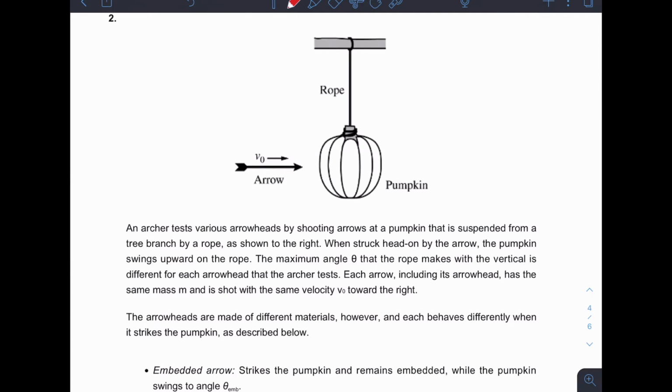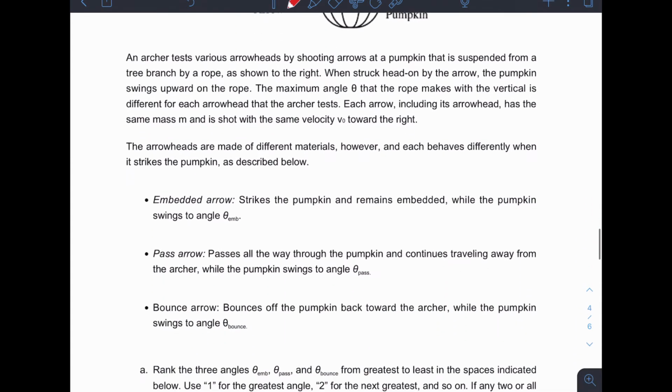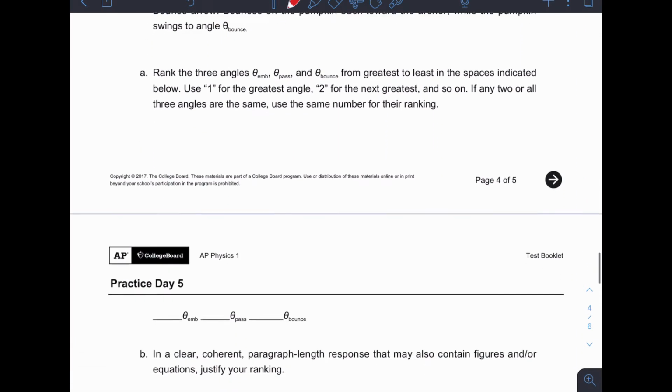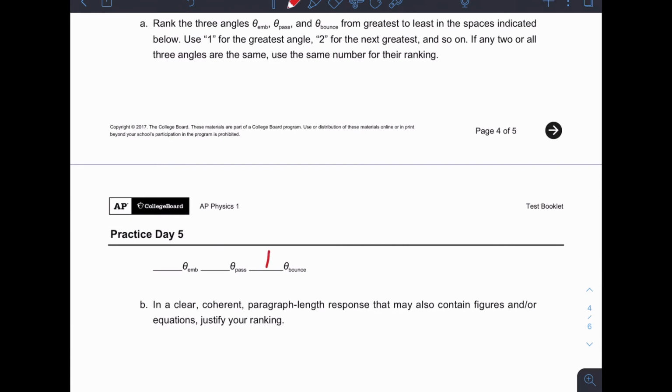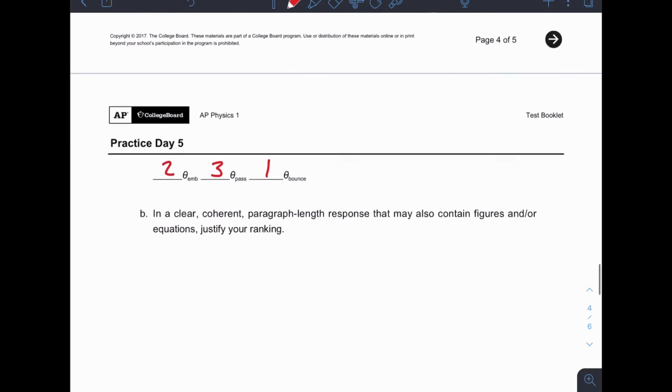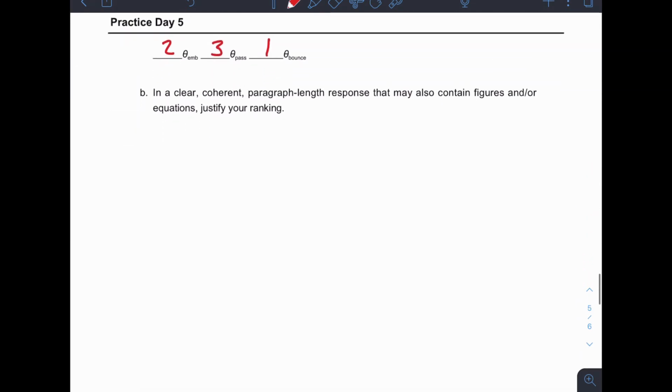And then if the arrow bounces off, it reverses momentum, which means it has a negative momentum. The pumpkin has to have a positive momentum that adds to the negative momentum to give it overall positive momentum equal to what the arrow had initially. So what we have here then is that the bounce will have the highest angle, the embedding will have the second highest, and the pass-through will have the third highest. And we have to put that into words then in this.